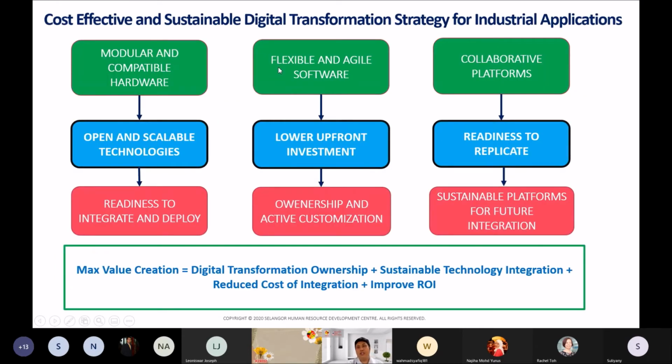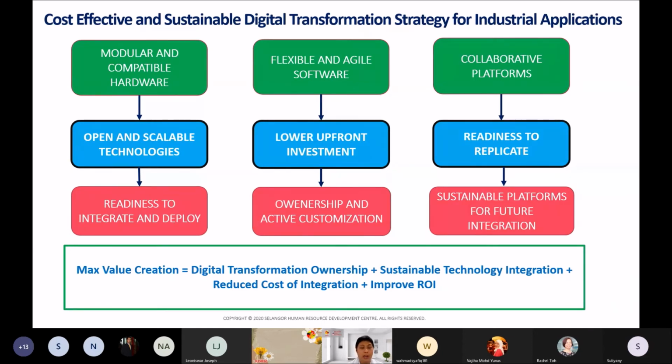Okay. Now, as you are students, and as some of you are alumni of SHRDC, what we always push for is the utilization of collaborative platforms and community-driven platforms, right? Why we do that is because we want to help many industries to grow more organically and more sustainably. So our team works very hard in terms of integrating different kinds of technologies, right? We do the developments, and therefore we will help industries to scale up more effectively using open and scalable technologies, lower upfront investment, and platforms that are ready to replicate.